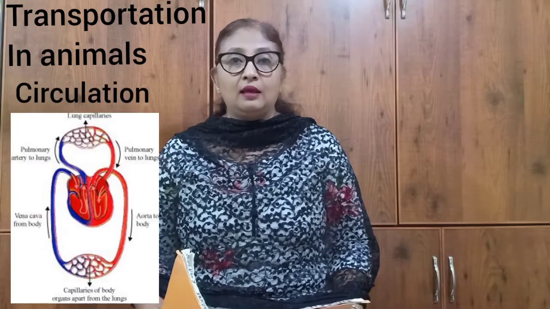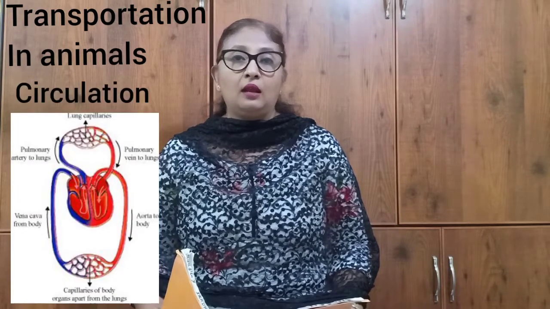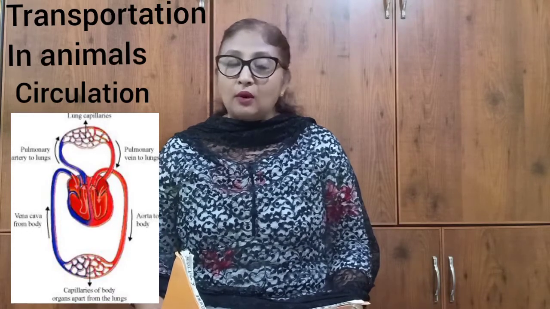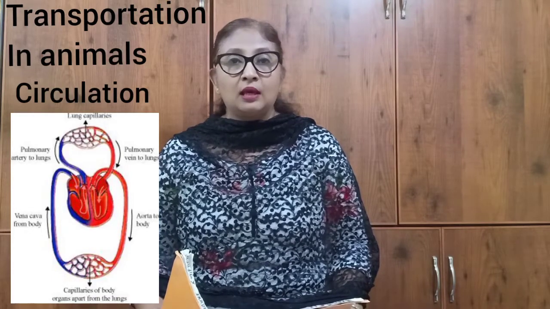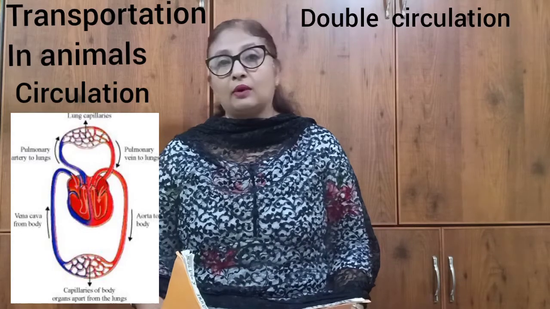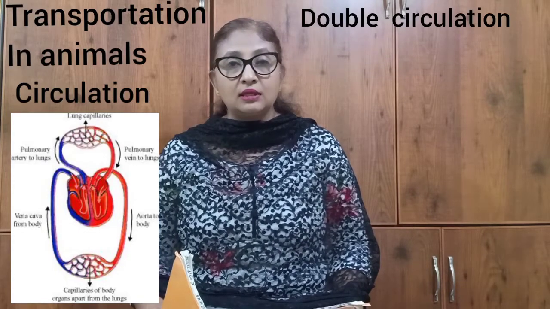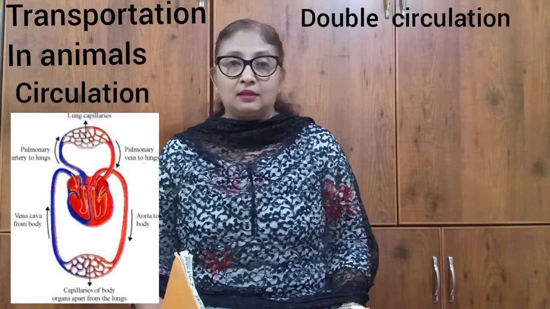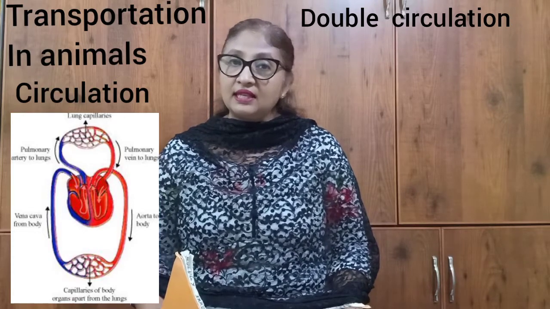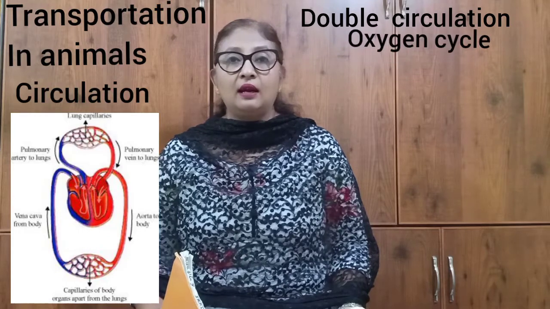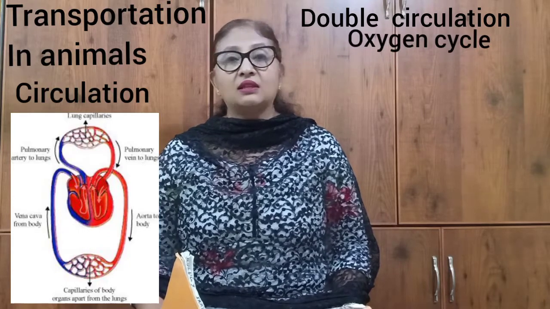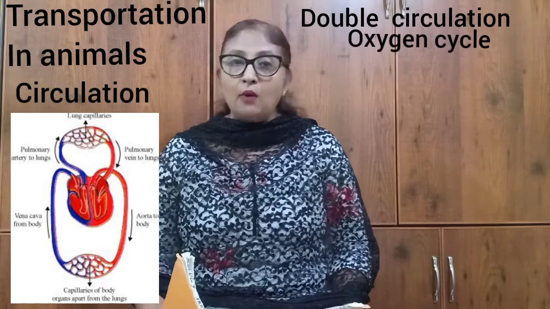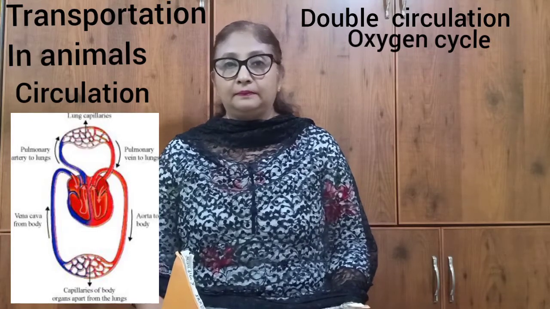Now let us see circulation in humans. Circulation in humans is called double circulation because blood enters the heart twice. That is, there is an oxygen cycle and a deoxygen cycle. Now let us see this in detail.